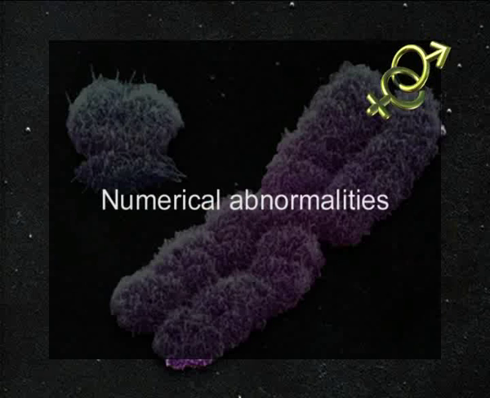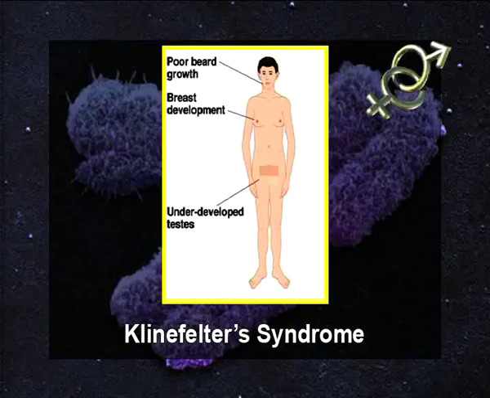Now, we will discuss numerical abnormalities of X and Y chromosomes. Number one is Klinefelter syndrome. Klinefelter syndrome is caused by the presence of one or more extra copies of the X chromosome in males. Extra genetic material from the X chromosome interferes with male sexual development, preventing the testicles from functioning normally and reducing the levels of testosterone.